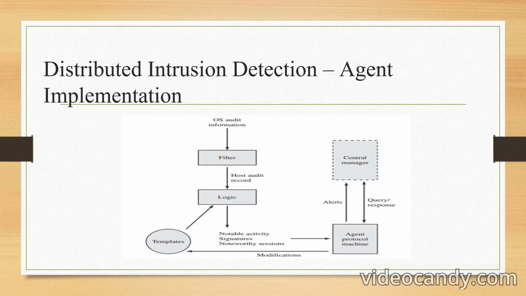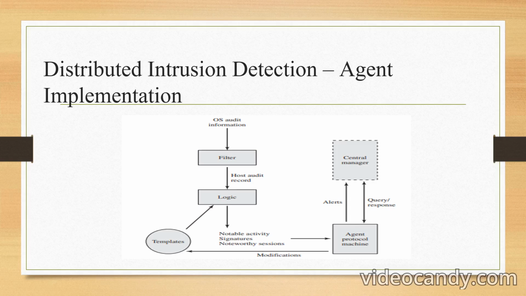This diagram will explain the agent architecture. This will consist of a filter, logic, central manager, agent protocol machine, and also templates. The agent captures each audit record produced by the native audit collection system. A filter is applied that retains only those records that are of security interest. These records are then reformatted into a standard format referred to as the host audit record.